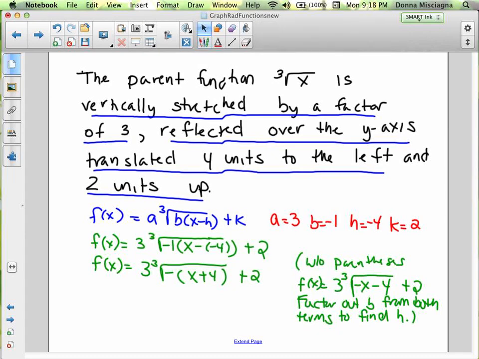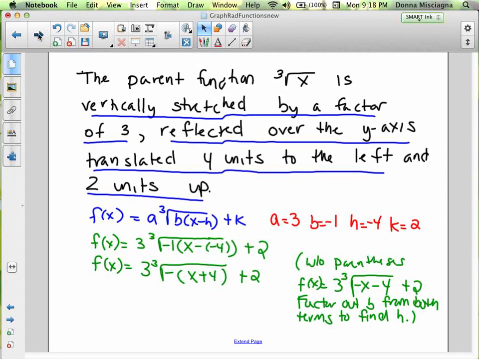So this one's a little bit trickier than the other ones, but if you just remember to use your general formula, remember all your pieces, and think about how each thing affects your function, you'll do fine.